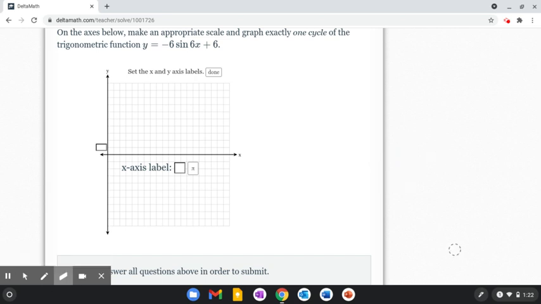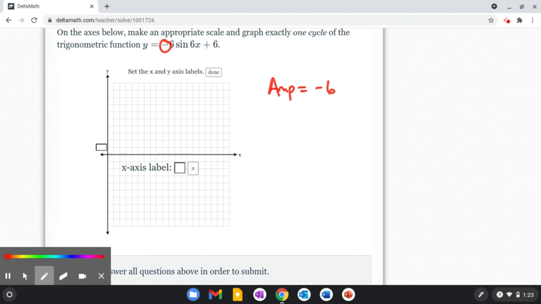So this one, notice it has a negative sign. So that's going to tell us that we're going to need to reflect this. So amplitude, I'm actually just going to write -6. Technically, the amplitude always has to be a positive number, but I'm just going to put that negative to remind myself. Because amplitude is a height, you can't have a negative height. But again, this is just a reminder that I need to reflect it.